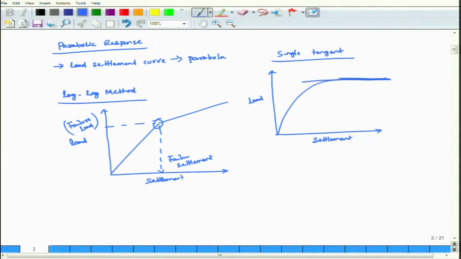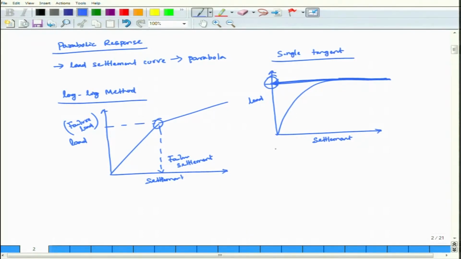If I draw a tangent here, this is called a single tangent. When it is asymptotic, that means it is a straight line. If I draw a tangent here, whatever I am getting, this is my ultimate load.